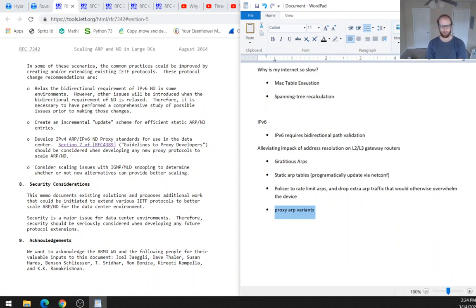IGMP/MLD Snooping to determine whether or not new alternatives can provide better scaling. Security considerations. This memo documents existing solutions and proposes additional work that could be initiated to extend various IETF protocols to better scale ARP/ND for the data center environment. Security is a major issue for data center environments. Therefore, security should be seriously considered when developing any future protocol extensions.